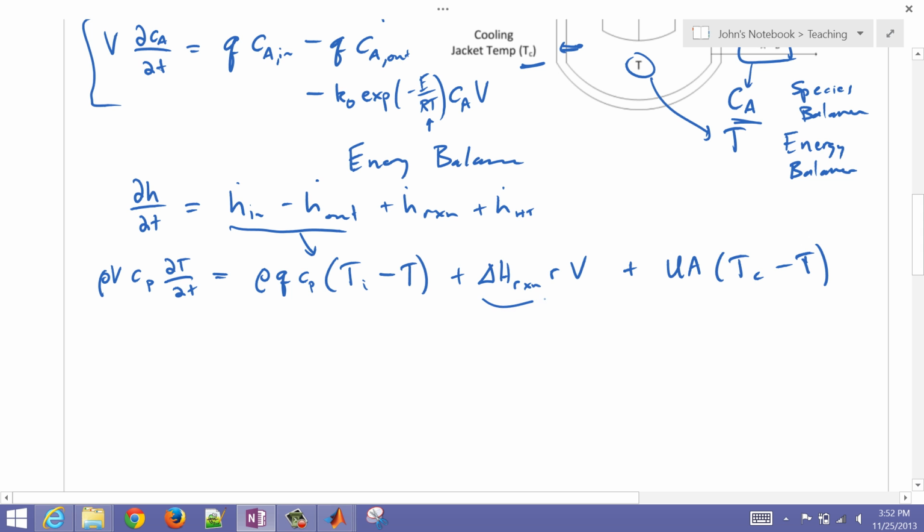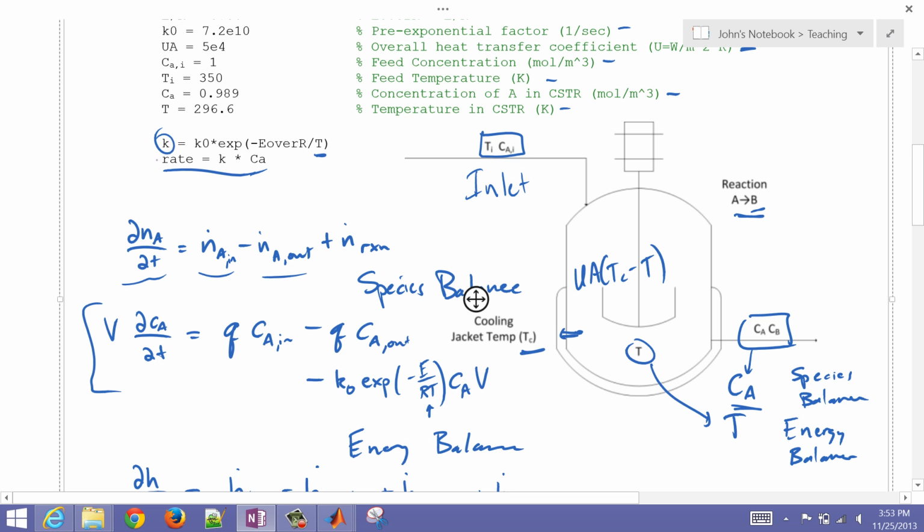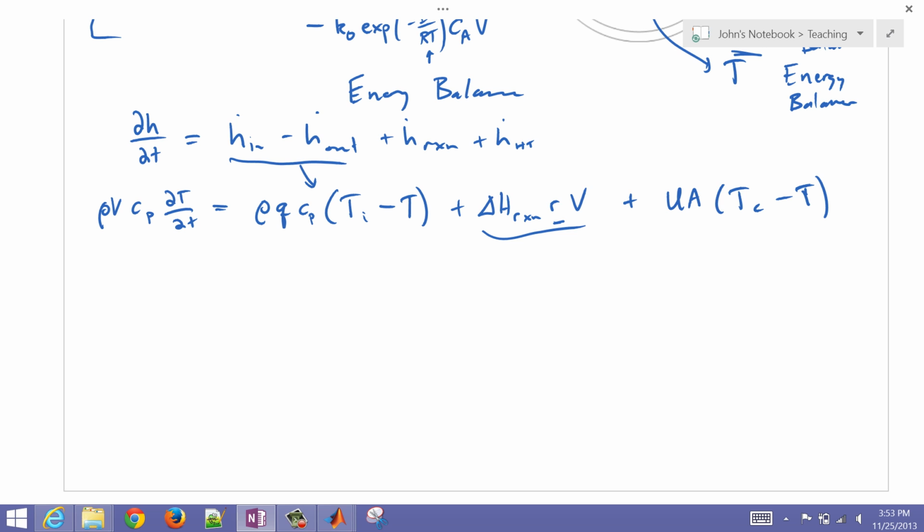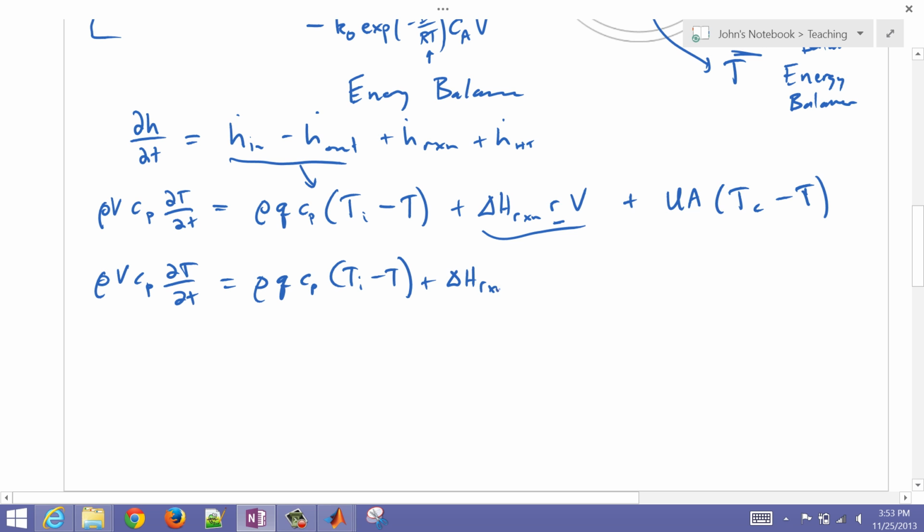Now I'm going to also expand this just a little bit more. My reaction rate, if you remember, you have to substitute this k into this expression. That becomes your rate, so that's going to be a function of temperature. So let's go ahead and substitute everything else in here. So it is a function of temperature, and then it will be rho V c sub p dT/dt equals rho q c sub p (Ti minus T) plus delta H times the reaction rate.